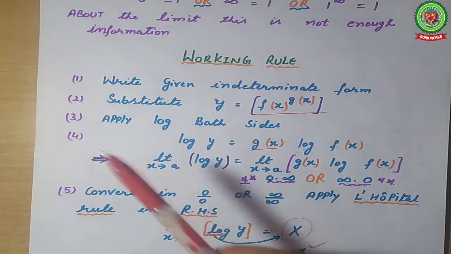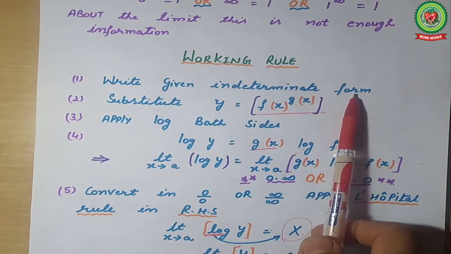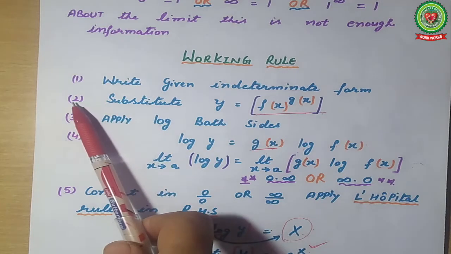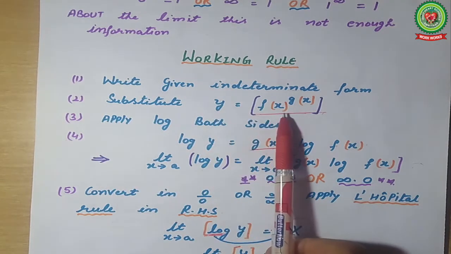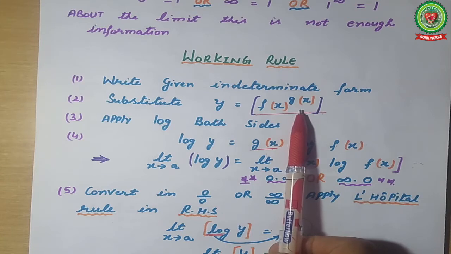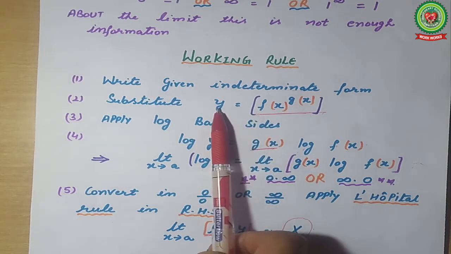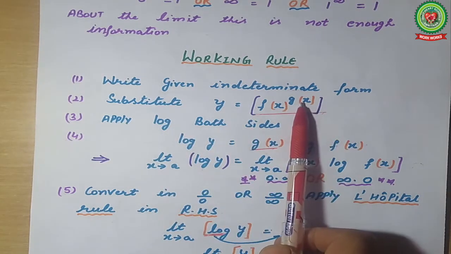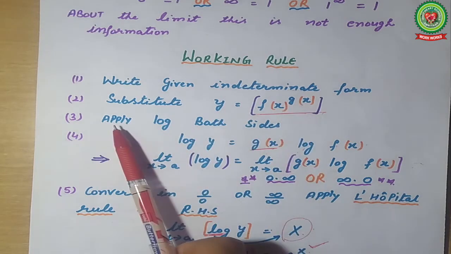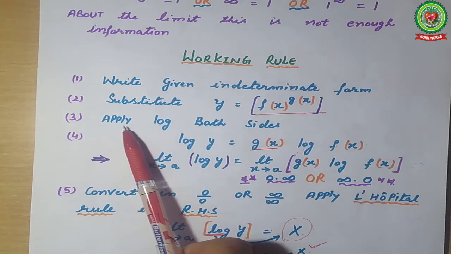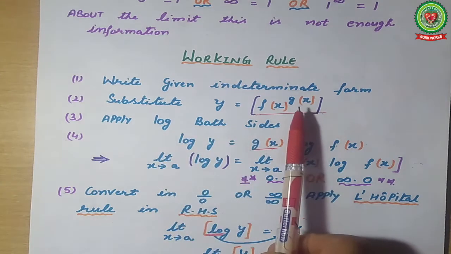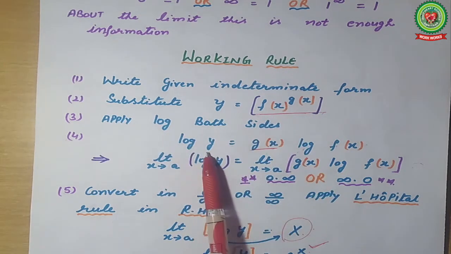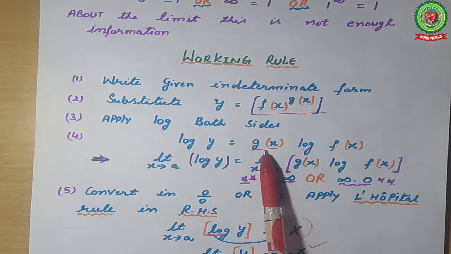First of all, we will find out what type of indeterminate form it is: either 0 raised to power 0, infinity raised to power 0, or 1 raised to power infinity. Clear? Then, according to the second step, you will put y equal to the given statement. Whatever statement is there, without the limit, you will write y equal to that. Then you will apply the log, because the power is in variable form, as we have already done in log functions differentiation. We will apply log to both sides. Now log y is equal to g(x) log f(x).